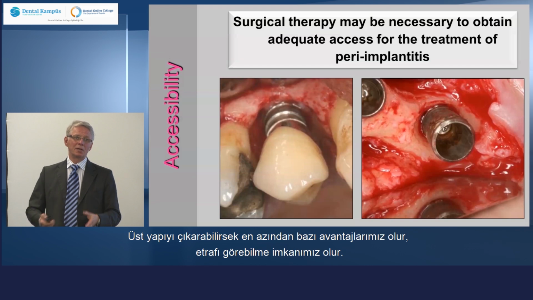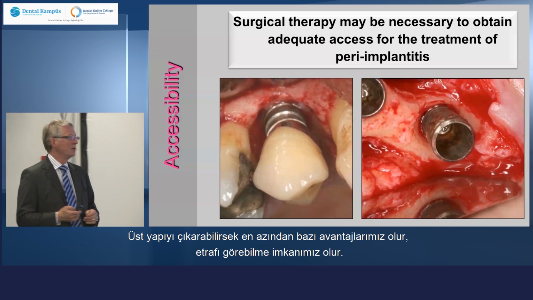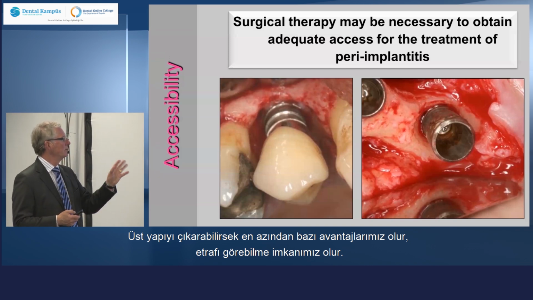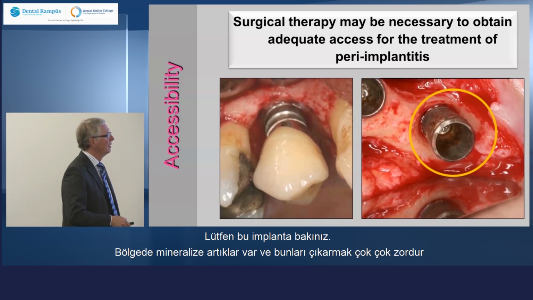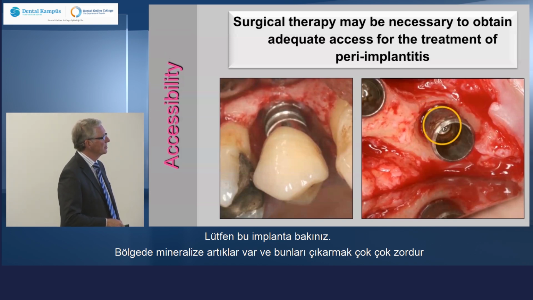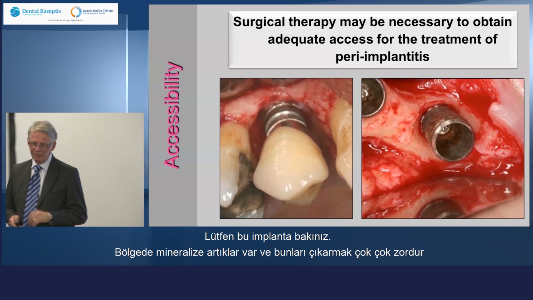So at least if we can remove the superstructure, we have some advantage, and we have a possibility to be able to look around. But please look at this one here. You have mineralized deposits here in this region, and it is very, very difficult to remove it.